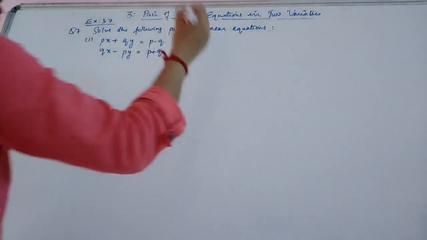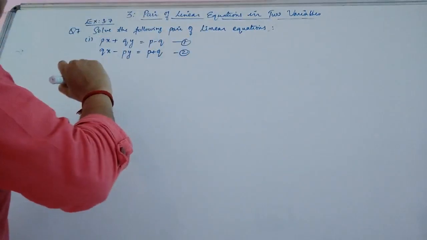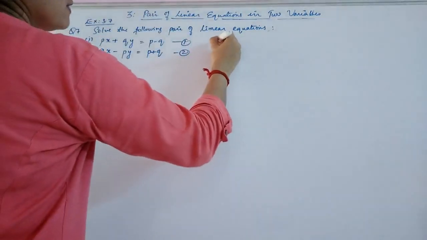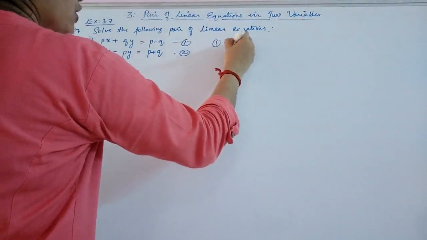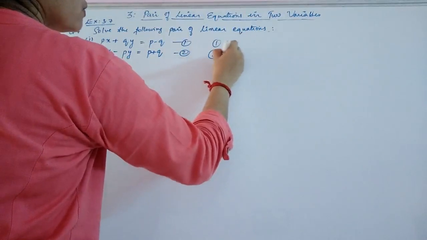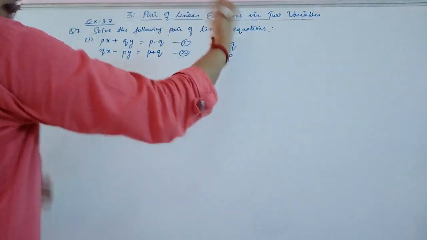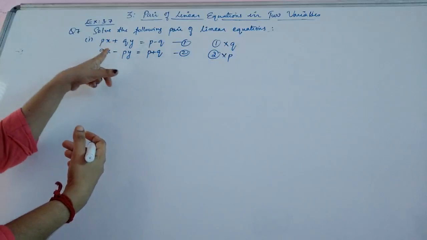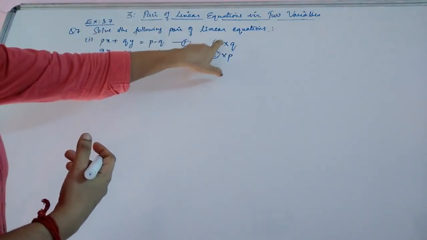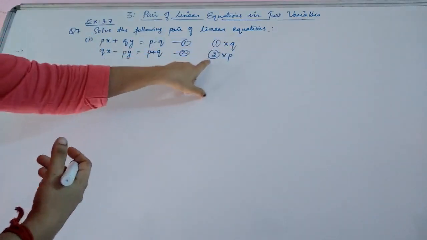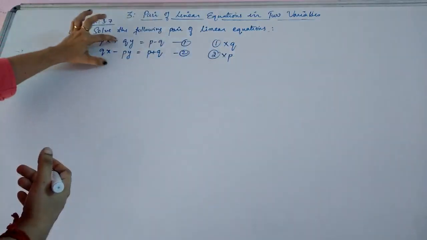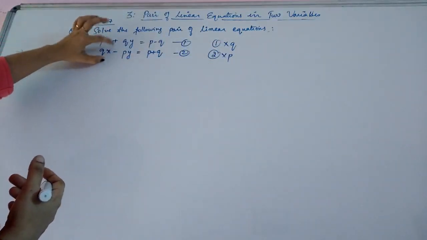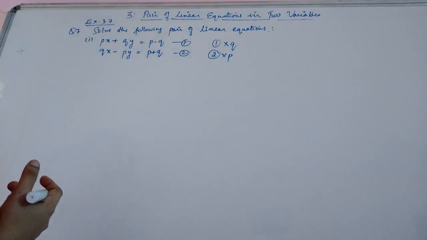Okay. So again, what we are doing is we are just multiplying the first equation with q and the second equation with p, or else you can do it the other way also. Then you have to just add. The other way means equation 1 can be multiplied with p and equation 2 can be multiplied with q, so that the coefficient of y will be the same, and then you need to add them so that you will get the value of x. Okay.